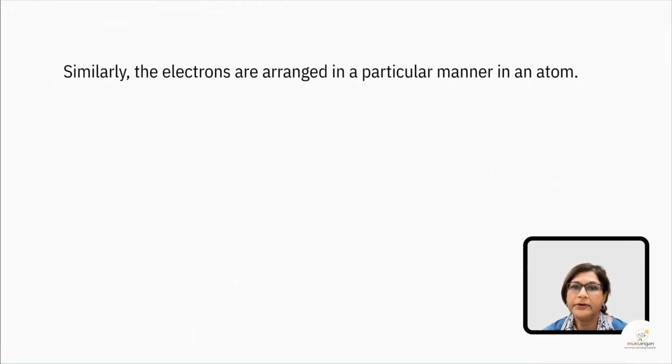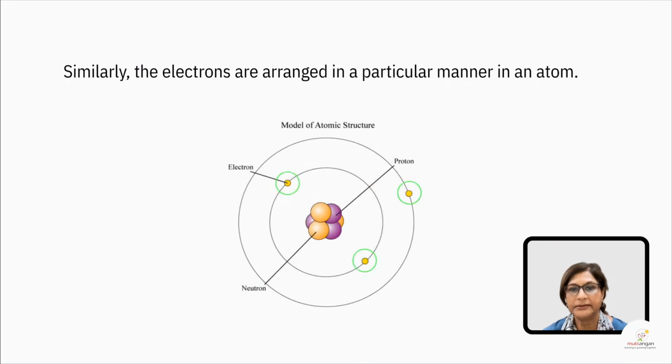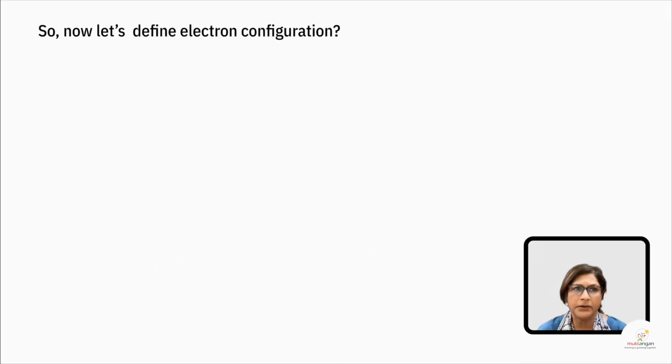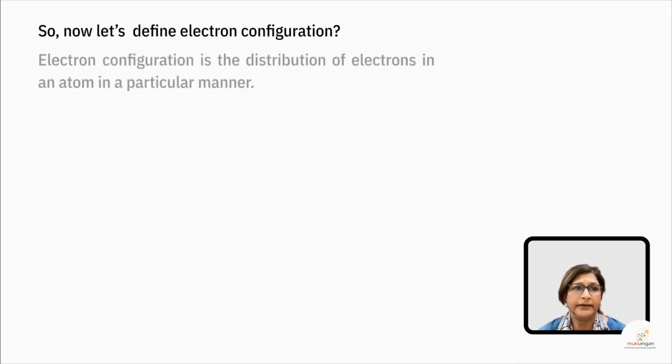Similarly, the electrons are arranged in a particular manner in the atom. As you can see in the diagram, there is a particular arrangement here. So now let's define electron configuration. Electron configuration is the distribution of electrons in an atom in a particular manner.